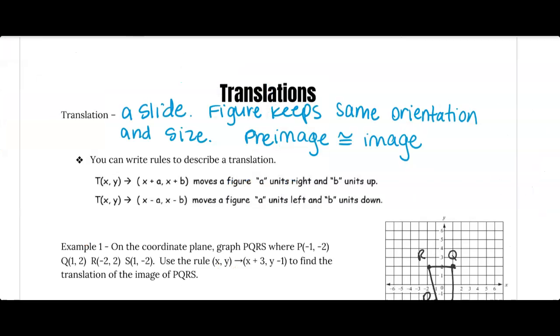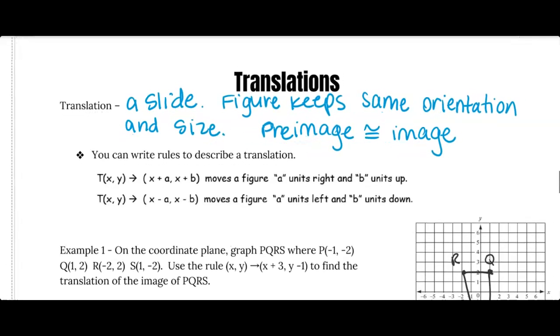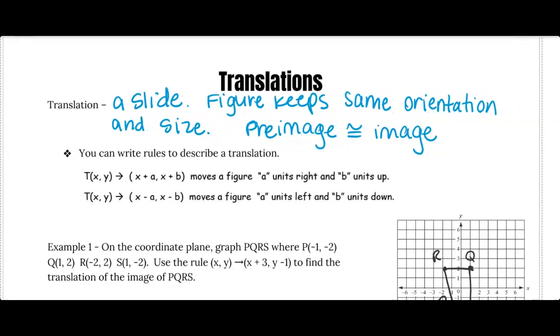All right, so let's get into some more information about translations and just take a deeper dive. So a translation is simply a slide. You're sliding it to a new position. The figure will keep the same orientation and size, and your pre-image and image will remain congruent.